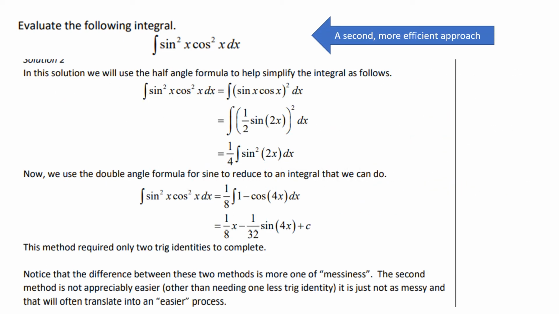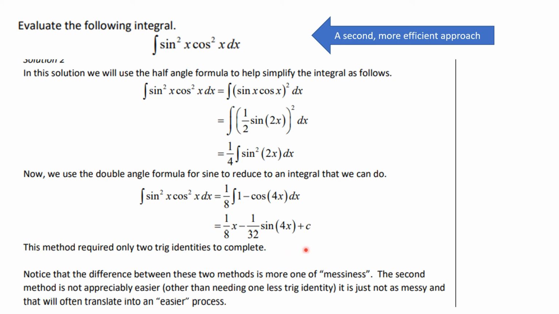Now, it is possible for us to do it a different way by saying that sine x times cosine x is 1/2 sine 2x, and I do this substitution. And this is a second but more efficient approach. You're going to get the same answer. So we use the double angle formula, and again, you should check the calculations, but we get that this is 1/8 x minus 1 over 32 sine of 4x plus c.